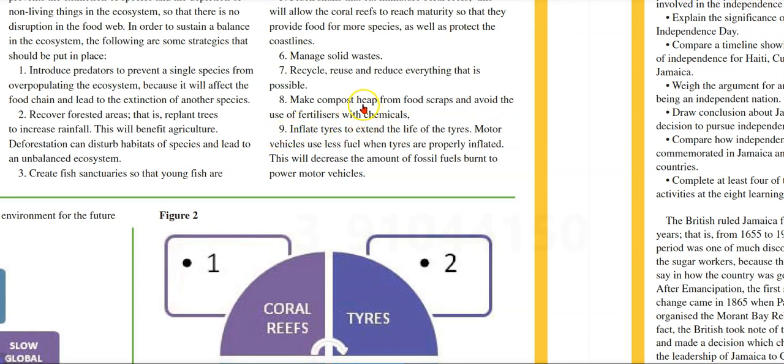8, make compost heap from food scraps and avoid the use of fertilizers and chemicals. So compost, we can use the vegetable peelings from the kitchen, put it in a special container and cover it with soil and allow it to break down. And over time, we could use that compost to make the soil fertile. So instead of using the chemical fertilizers, we can use the compost, which is natural, and that will have a better effect on the soil than using chemicals.